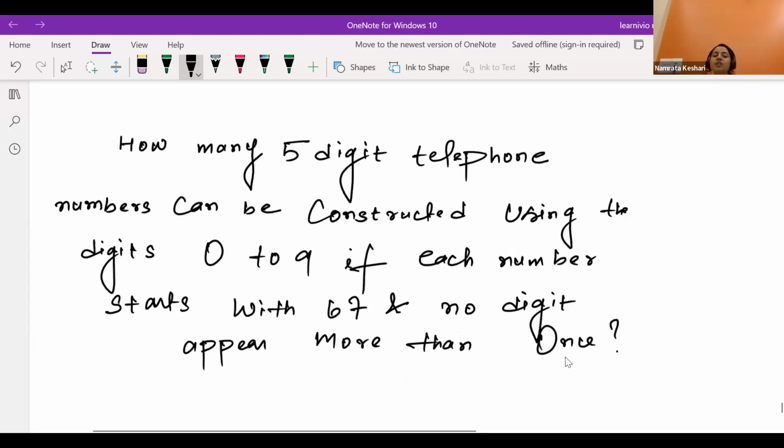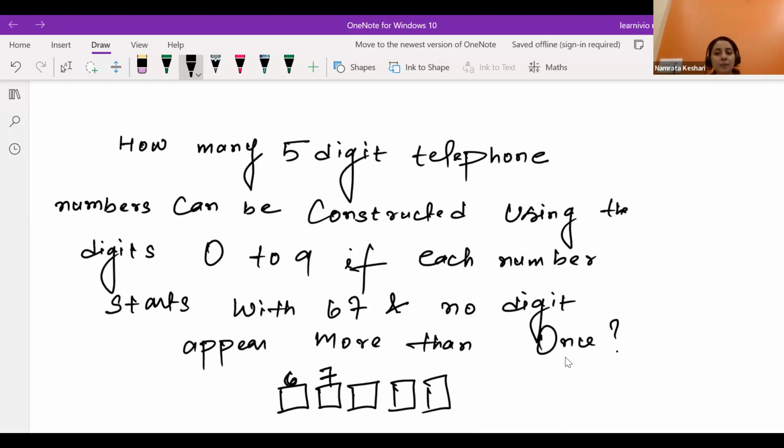Let's do it. How many 5-digit telephone numbers can be constructed? How many digits? 5 digits: 1, 2, 3, 4, 5. We want to construct 5-digit telephone numbers using the digits 0 to 9, if each number starts with 67.